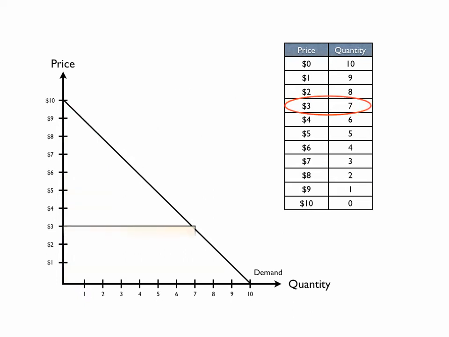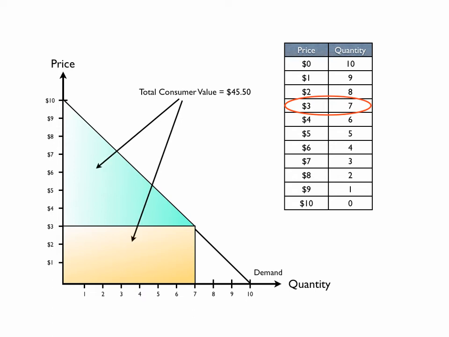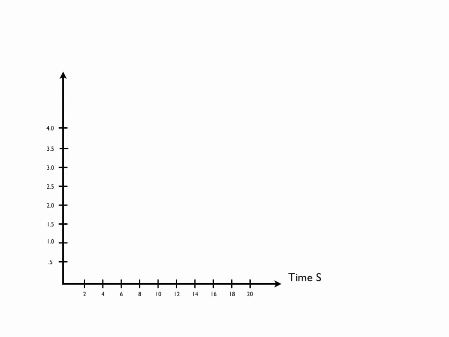And similarly, if we look at a price of $3, consumers are willing to purchase 7 units of the item. Total consumer value in this case is going to be $45.50, but of this $45.50, they had to pay $21 to obtain these 7 items. Therefore, total consumer surplus would be $24.50. And again, consumer surplus is the value consumers receive above and beyond what they paid for these items.